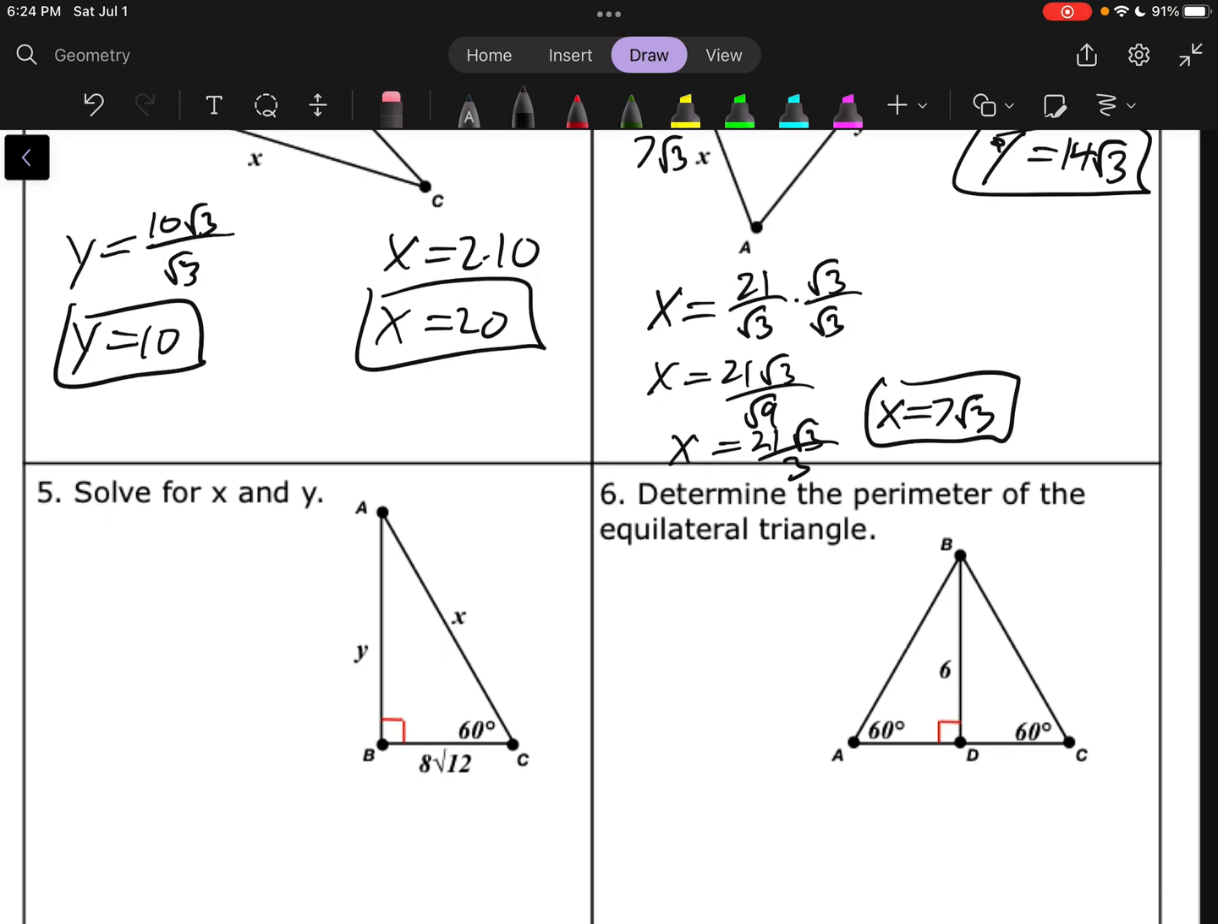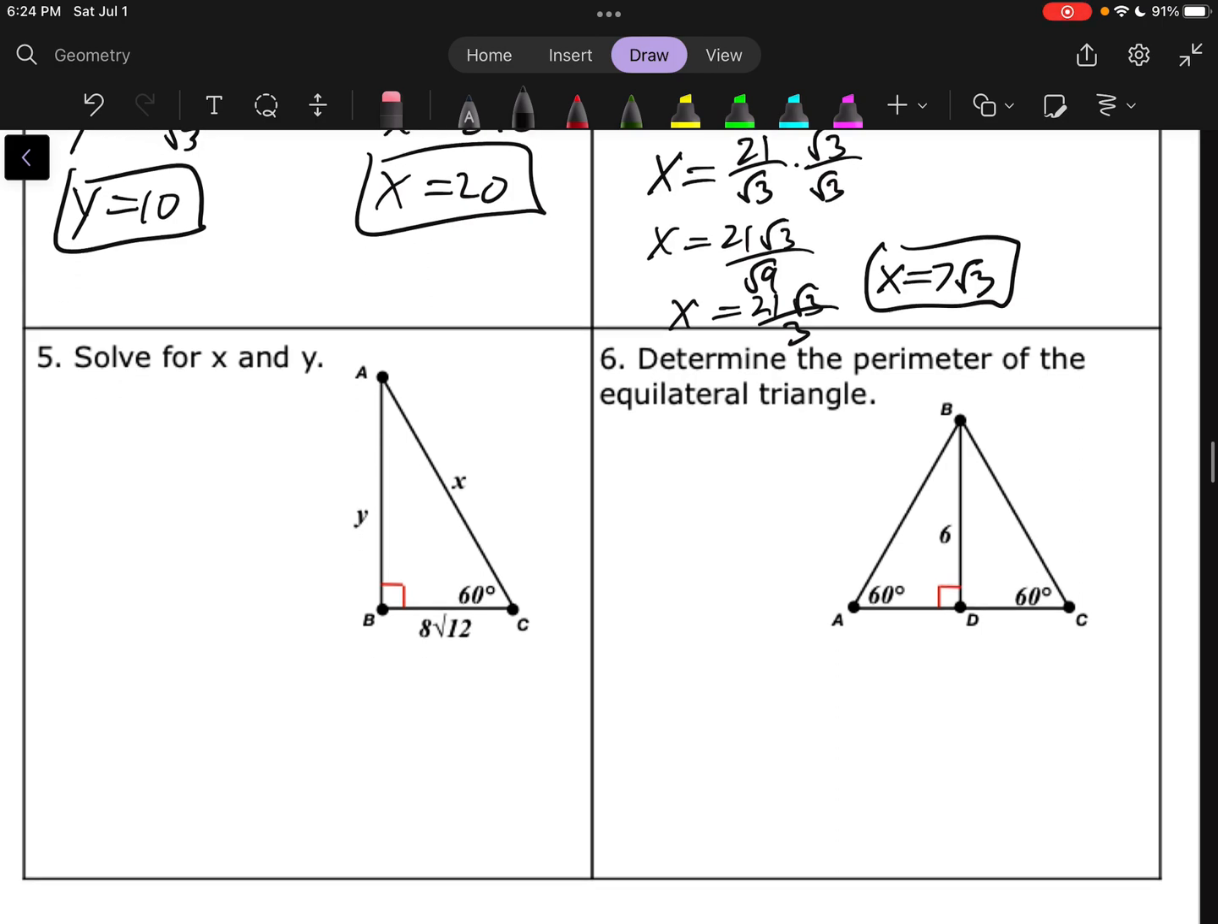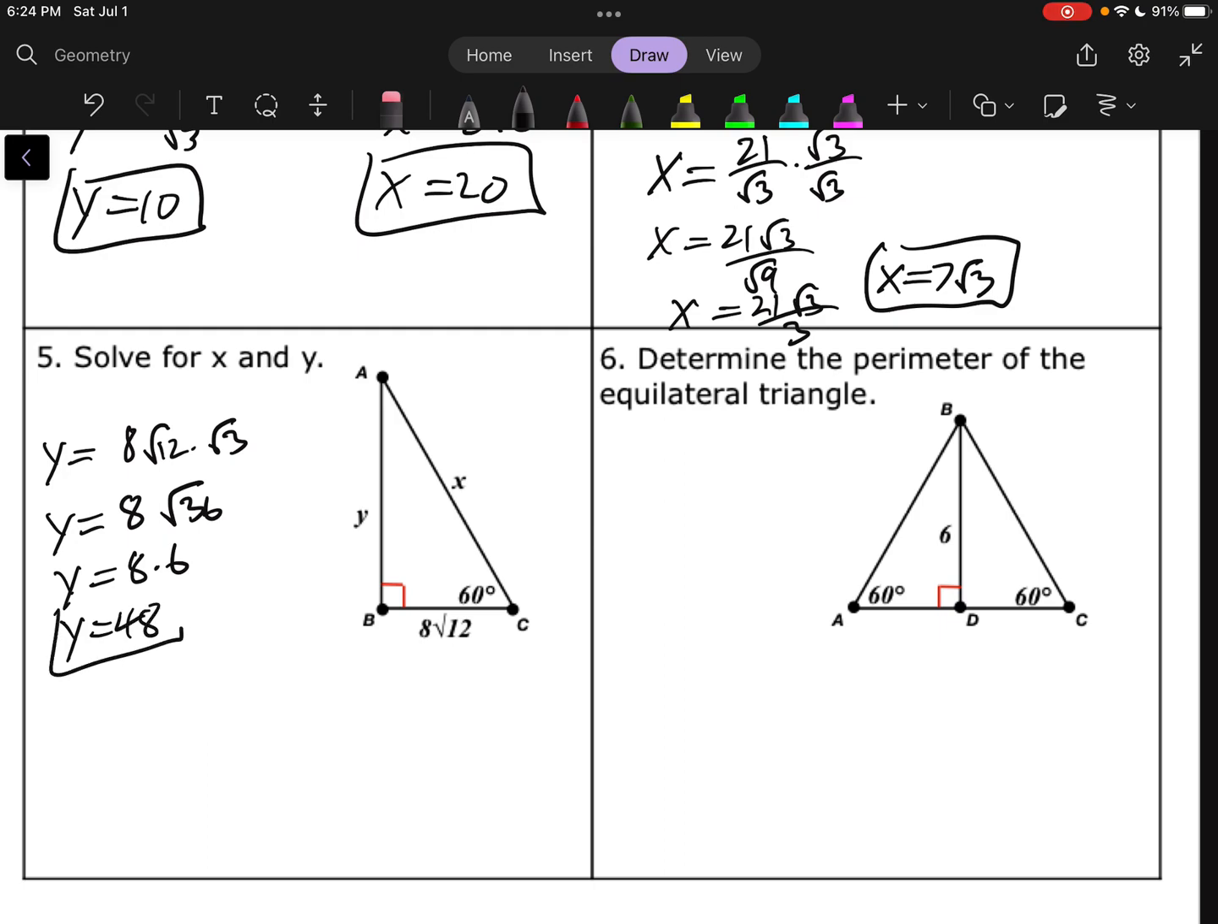For number 5, 8 root 12 for the short leg. Okay. Well, to go from the short leg to the long leg, like to find y, we're supposed to do 8 root 12 times root 3. Now, root 12 times root 3 is root 36. And 36 is a perfect square. That's 6. So 8 times 6 is 48. So y should have been 48.